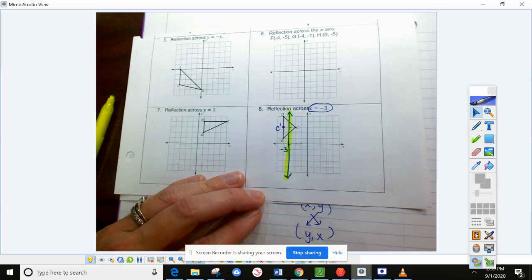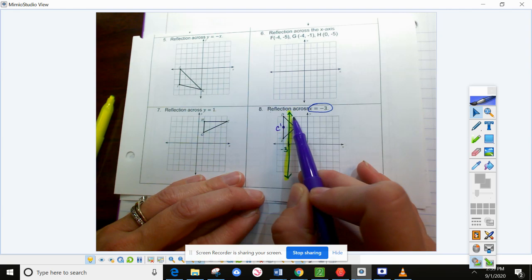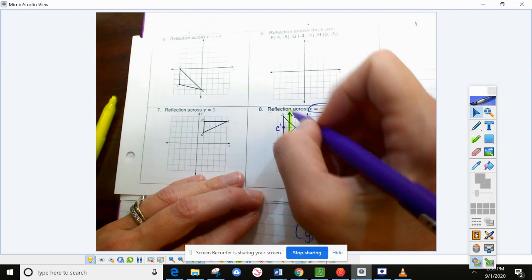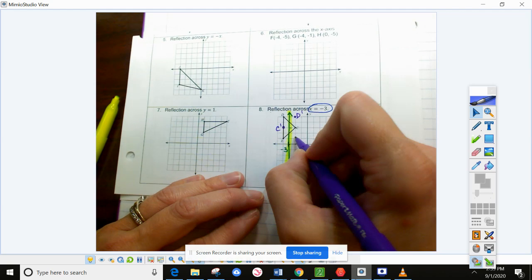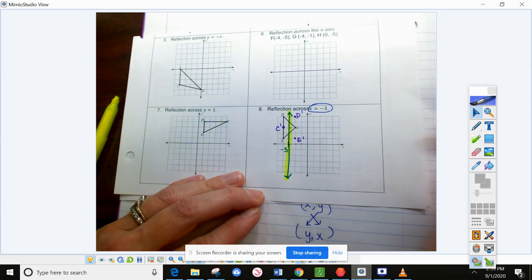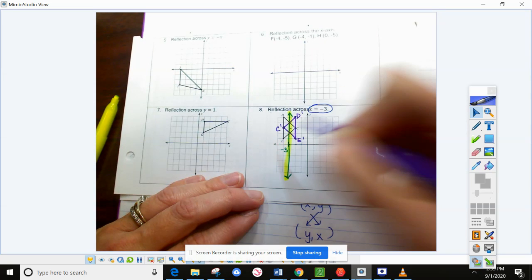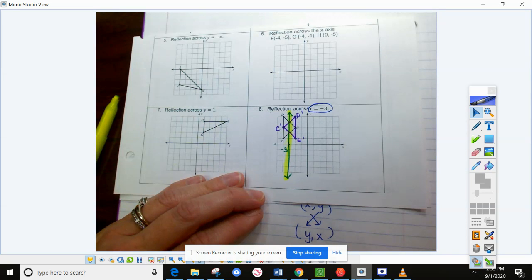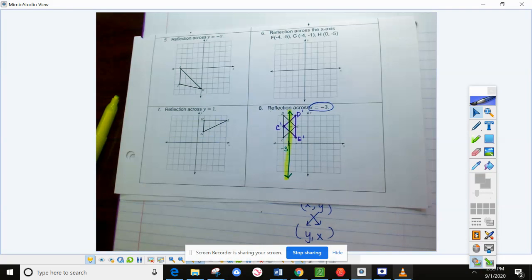Let's do the same for D and E. Now D is 1 unit to the left of the line, so when it is reflected, it will be 1 unit to the right. And same for E. And remember, when you're reflecting, to get your image, you need to label those coordinates with the prime coordinates. There you have it. So if you got any questions, let me know.